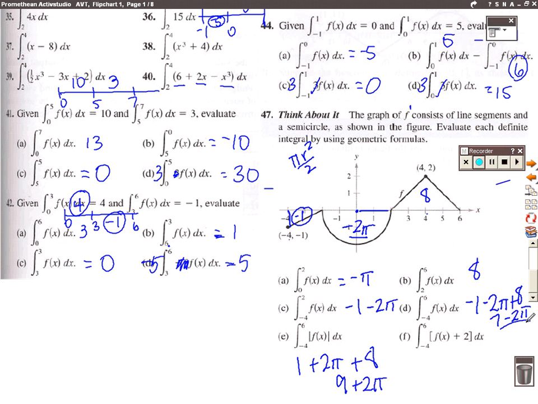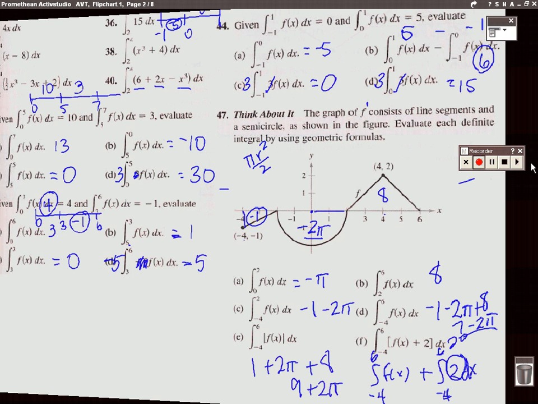Letter F, I can take that apart and make it negative 4 to 6 of f of x plus negative 4 to 6 of 2, and that's my rectangle scenario. The rectangle would be 2 units high, and it would be 10 units wide, so that would be an area of 20 added to whatever area I get from the last part from my figure.